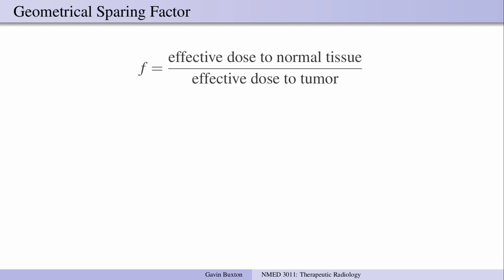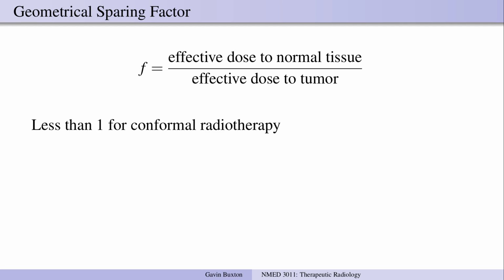We characterize this by defining the geometrical sparing factor to be the effective dose to normal tissues divided by the effective dose to the tumour. For conformal radiotherapy, it'll be less than 1, and the more conformal the beams, the smaller the geometric sparing factor will become.